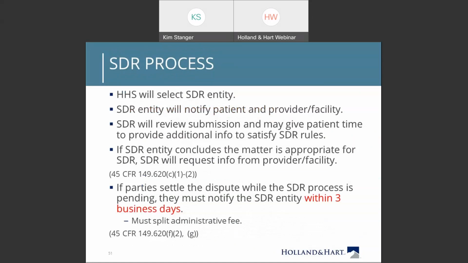The government's in the process right now of allowing people to apply to become SDR entities, and it's setting up that process. Once HHS identifies the SDR entity, it will notify the patient and the provider or facility who that is. The SDR entity will then review the submission and determine whether or not it's appropriate for SDR, that it did exceed the $400, that it's a self-pay patient, and those types of things. If the patient failed to provide all the information, the SDR entity can give the patient an additional 21 days to provide the information. If the SDR entity concludes the matter is appropriate for SDR, it will request information from the provider and the facility.